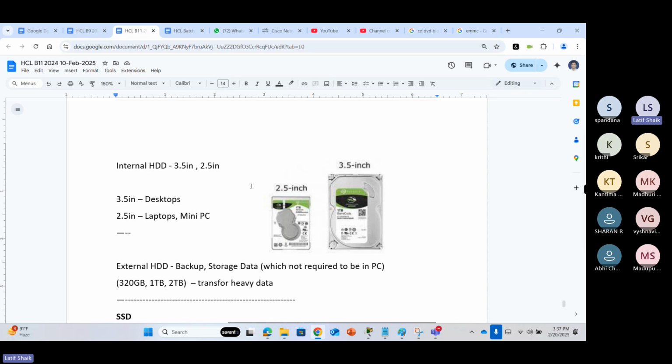The 3.5 inch hard disk is used for desktops. The 2.5 inch hard disk is used for laptops and mini PCs. That is the internal hard disk sizes. So if you have a laptop and want to change your hard disk, you must check whether it is 2.5 or not. Just normal hard disk wise; SSDs and all are different. Okay, 2.5 is for laptop and 3.5 for desktop. So compulsorily check their sizes.